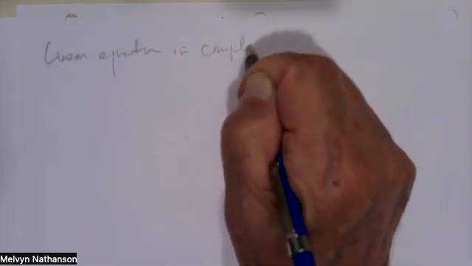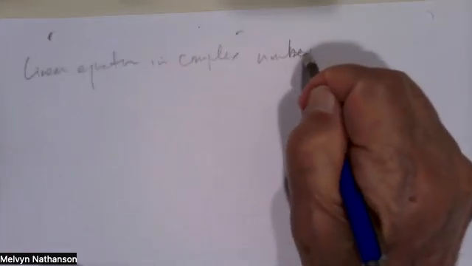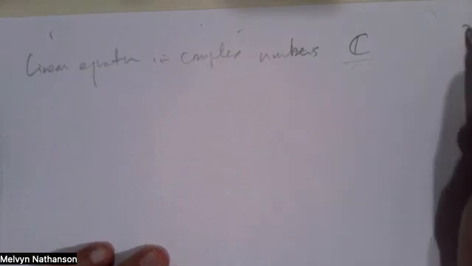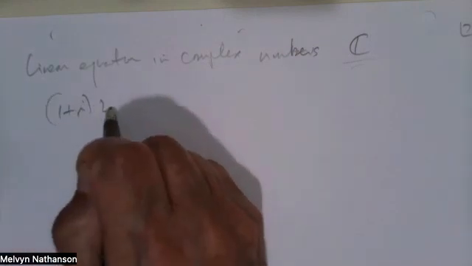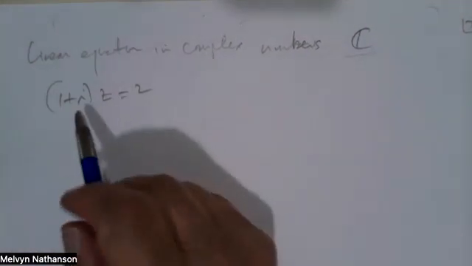So you might have an equation like, so, linear equations in complex numbers. We write the set of complex numbers as C. And suppose we have an equation like (1 + i)z = 2. We want to solve that equation.